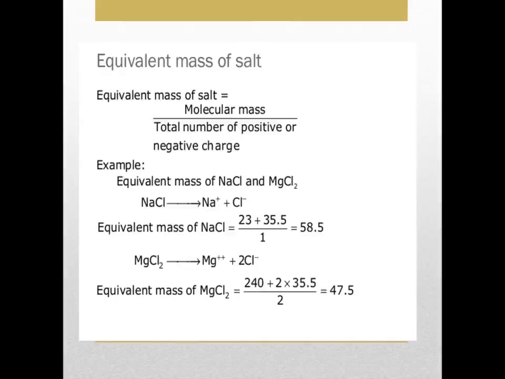MgCl2 is classified as Mg 2 plus and 2Cl minus. Now see here, the molecular mass of Mg is 24, plus the molecular mass of chlorine, which is 2 into 35.5 because there are 2 chlorine atoms, divided by 2. 2 is the positive charge, Mg 2 plus. The answer is 47.5. This is the method of calculating equivalent mass.